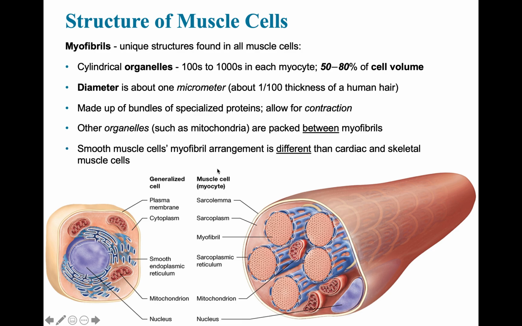Okay? And just remember that in smooth muscle cells, the myofibril arrangement is different than in cardiac and skeletal muscle cells. That's why you see striations in cardiac and skeletal, but not in smooth muscle. It's because they are arranged differently. They are irregularly arranged in smooth muscle versus arranged in sarcomeres all along the length of cardiac and skeletal.